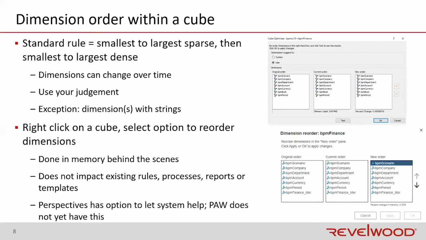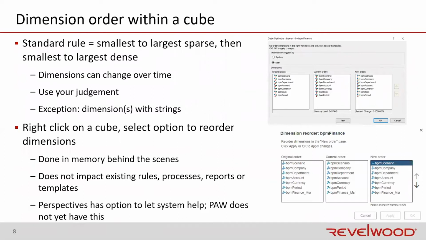And I like to abbreviate that. I'm more of a to-the-point person. So I like to just say smallest to largest sparse, smallest to largest dense. And that's the way you structure your cube. Now, nothing is black and white. Nothing is something where I'm going to say, this is always the rule, this is always the checklist. And you're going to hear me say that a lot during this presentation. Okay, why? In this particular example, things can change.